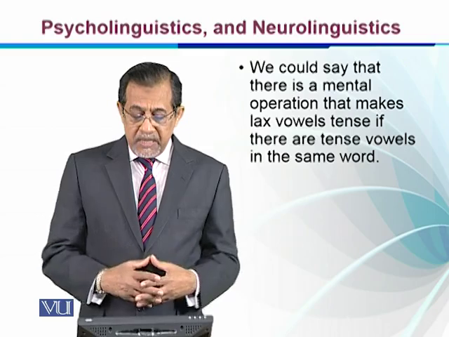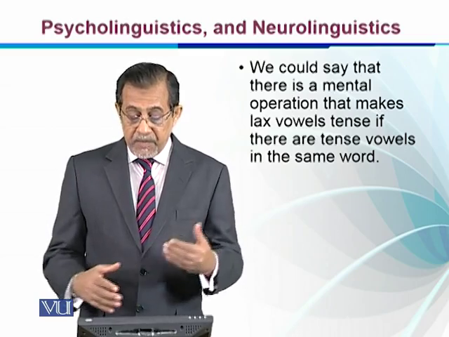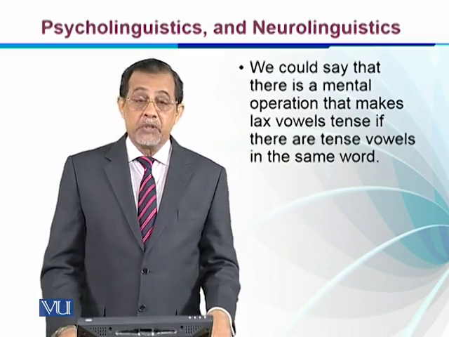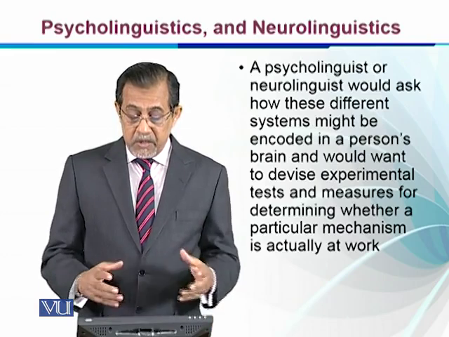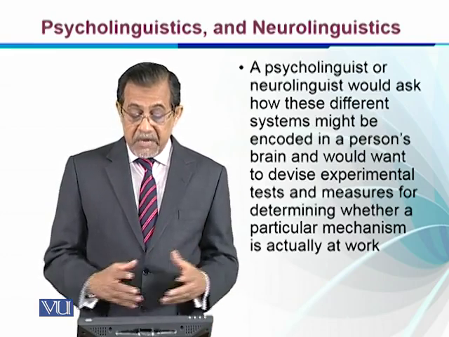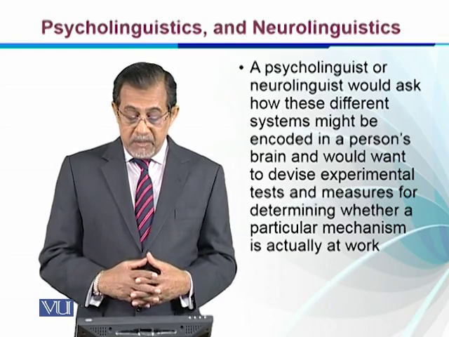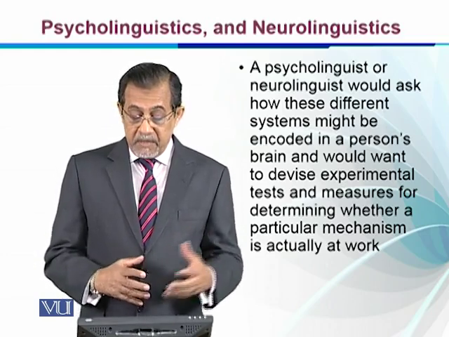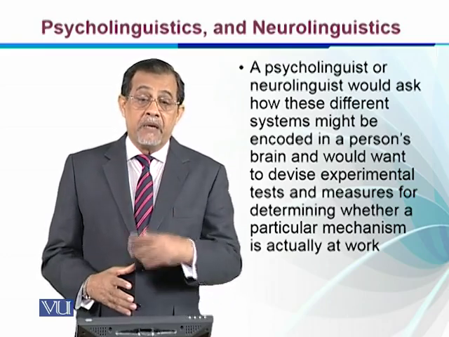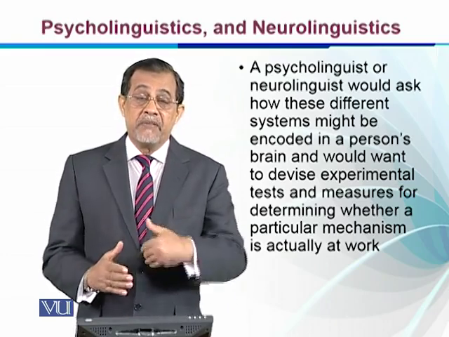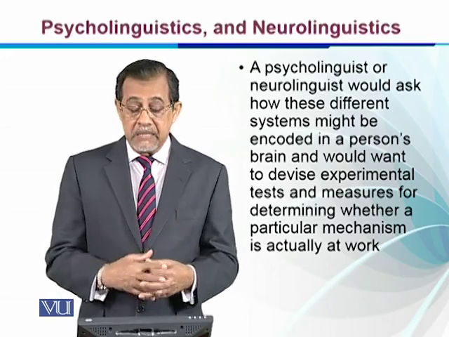We could say that there is a mental operation that makes a lax vowel tense if there are tense vowels in the same word. So there is a mental operation. This automatically takes place. A psycholinguist or neurolinguist would ask how these different systems might be encoded in a person's brain and would want to devise experimental tests and measures for determining whether a particular mechanism is actually at work. So they will always look for an understanding of the mechanism with which tense and lax are used in the mental lexicon of a person.